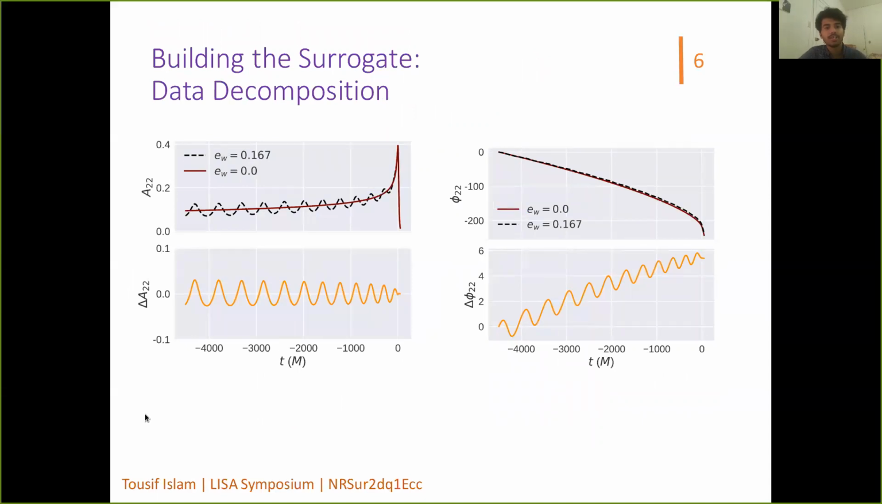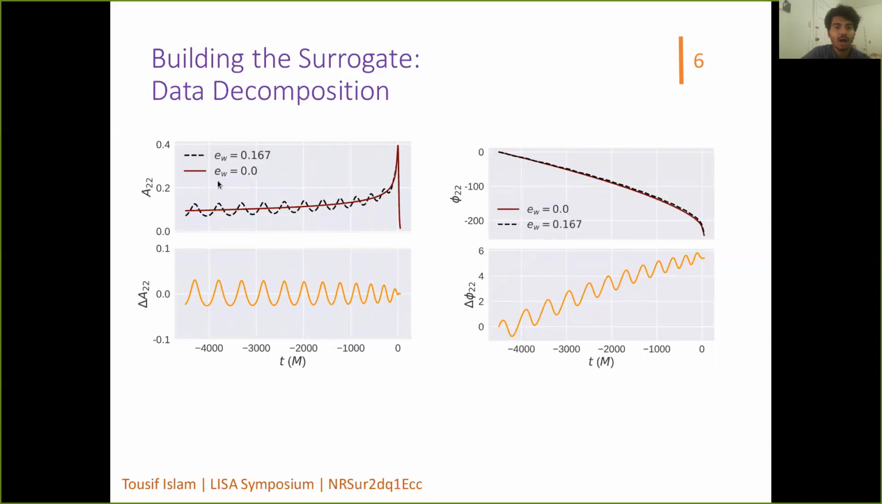Finally, here come two important pieces of our model building. Instead of modeling the amplitude and the phase of the eccentric waveform directly, we decide to model the residual amplitude and the residual phase between the eccentric waveform and the non-eccentric waveform, because the residual amplitude shown in orange here and the residual phase shown in the right panel are much simpler and slowly varying compared to the whole amplitude and phase.